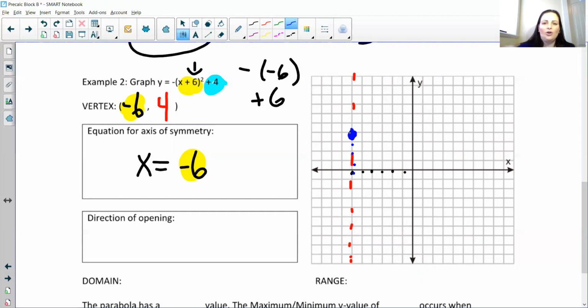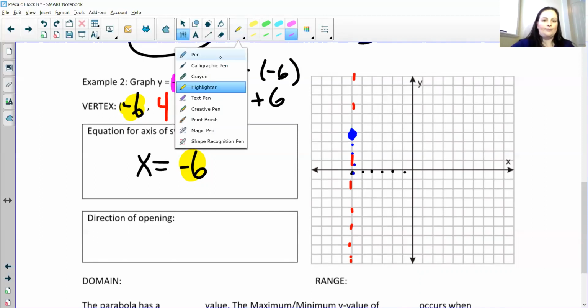The direction of the opening we get from the sign of the number in the A position. So we have to look at the number in the A position. Okay, there is no number there, which means the number is 1, and there's a negative sign there, which means the number is actually a -1. So when the number in the A position, which I've highlighted in purple there, is negative, the parabola is going to open downwards. Okay, so it's going to open down.